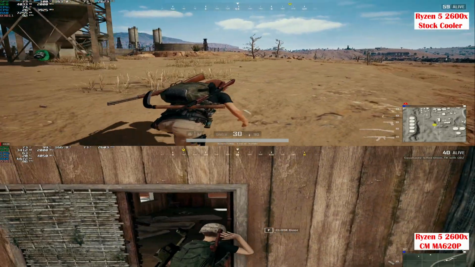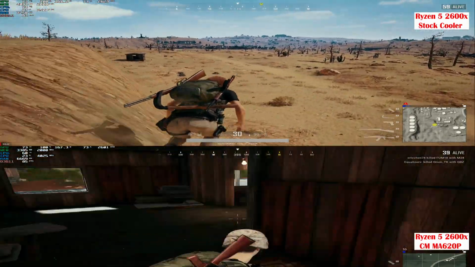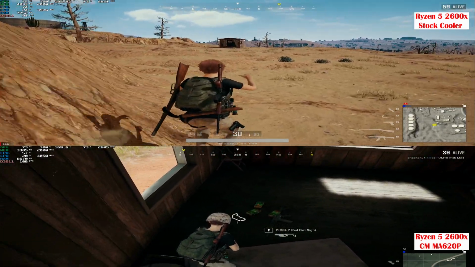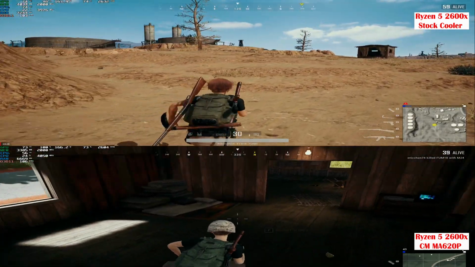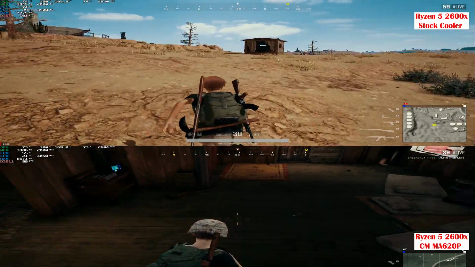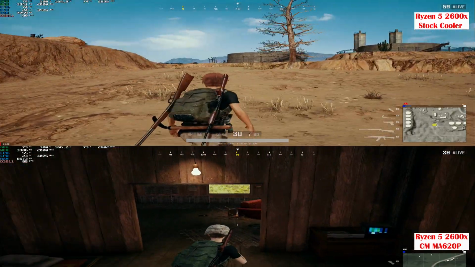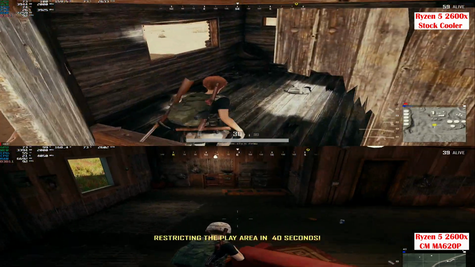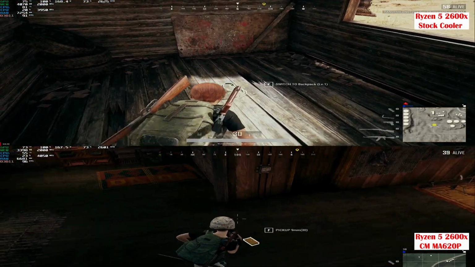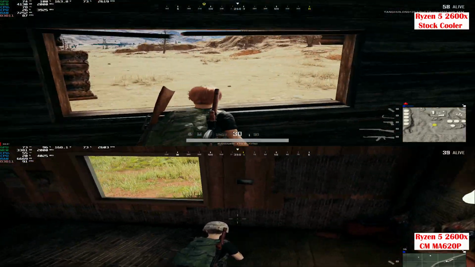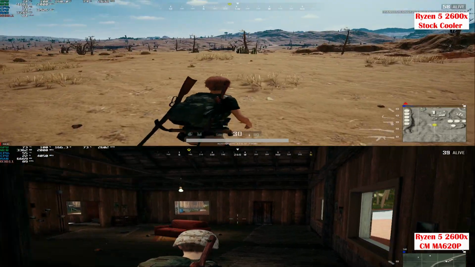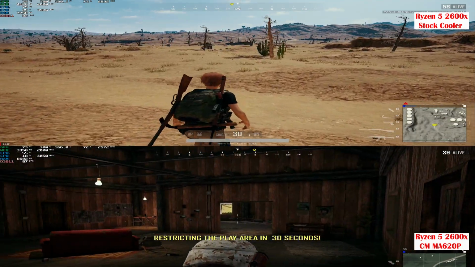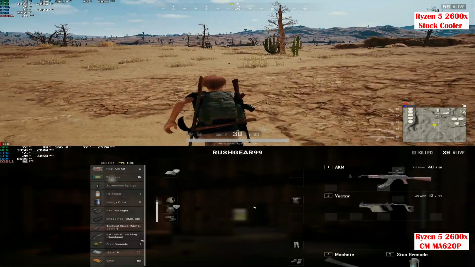So now let's go to gaming. I was able to capture PUBG using the stock cooler, as you can see above. With the stock cooler, the temperature actually reached up to 74 degrees, while below you can see the aftermarket cooler, I'm only hitting around 55 degrees. So you can calculate the difference between the two.